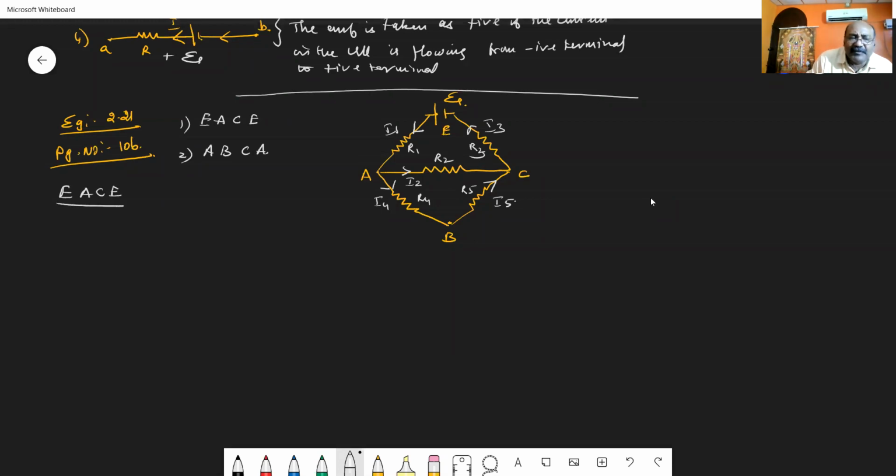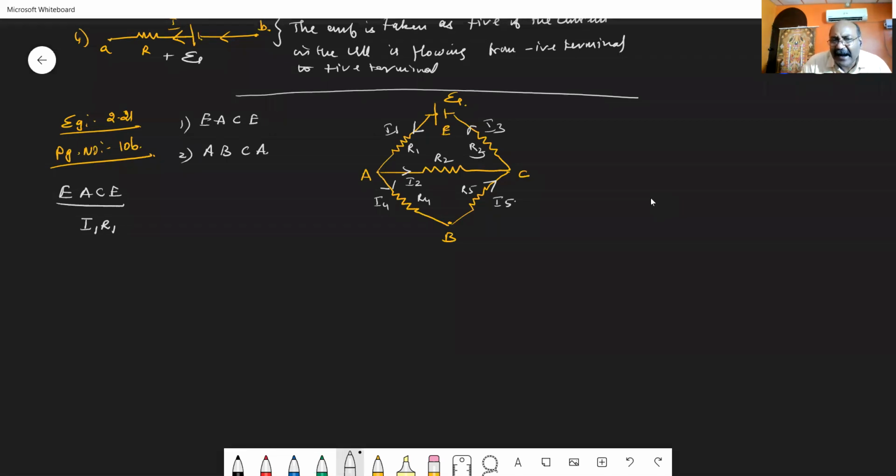Let us consider the first loop EACE. I am starting from E. So E to A, when I am moving from E to A, I am considering first of all the product of current and resistance. The product of current and resistance is I1 into R1. In this segment EA, the path is from E to A and the direction of current is also from E to A. So I1 R1 is positive.